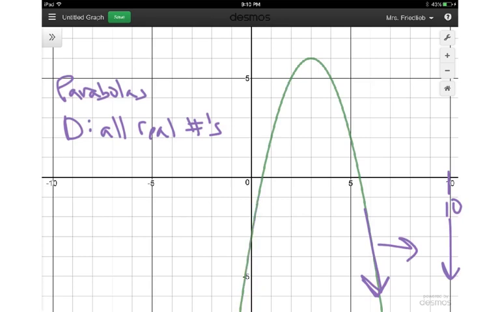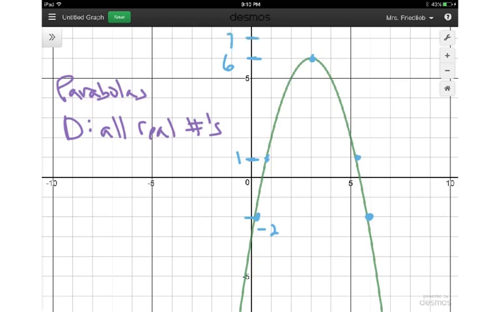Here's what's not all real numbers: the range. The range are the y values. So this is y is -2. Well, I see where the graph has a y value of -2. Here's y is 1. I can see where the graph has a y value of 1. This is 6. I can see where the graph has a y value of 6.